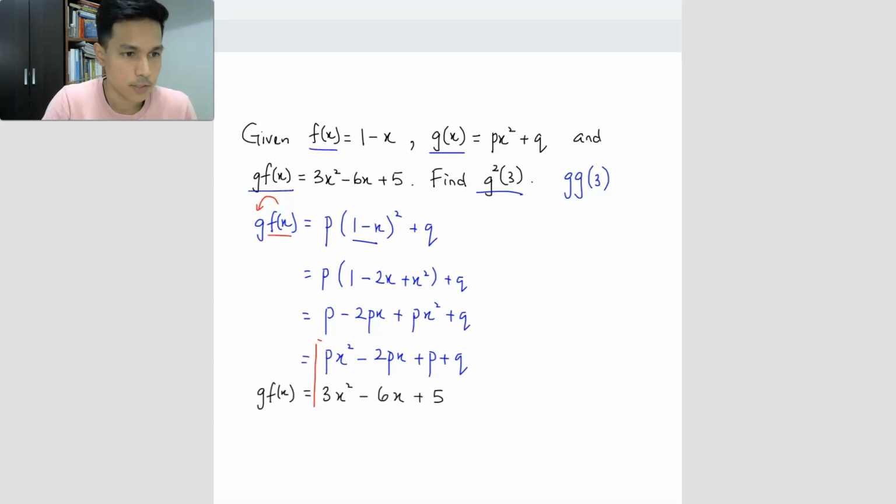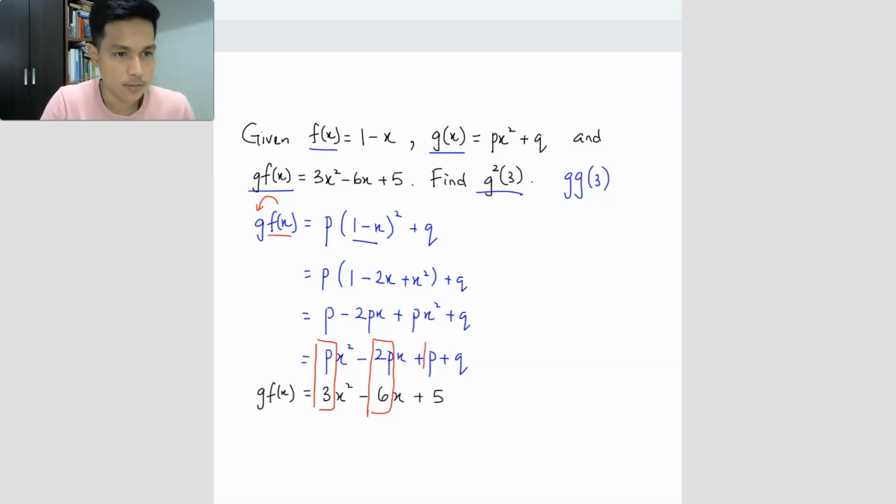We know that p is equal to 3, correct? Not only that, you can actually check here. You see here, 2p equals 6. 2p equals 6, so you know p is equal to 3, right? Because 2 times 3 is 6. So from there, you can confirm that p is equal to 3.